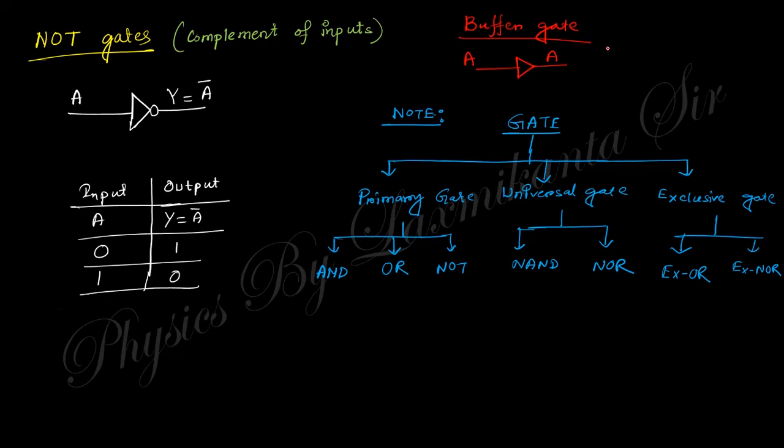Okay, its truth table is like that. This is the input and this is the output. In input, this is A. In output, this is also A. So input 0, output 0; input 1, output 1. So this will be the buffer gate.